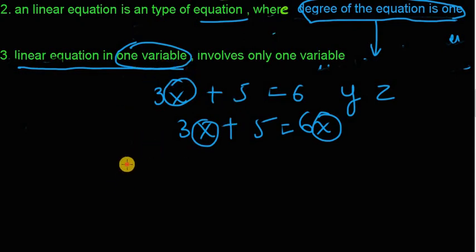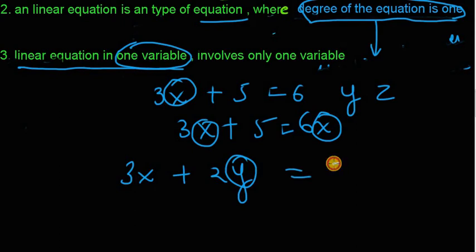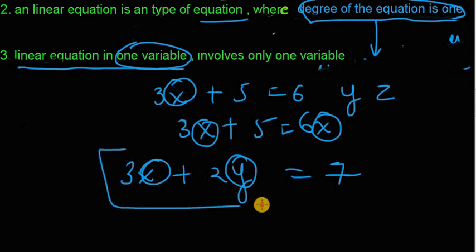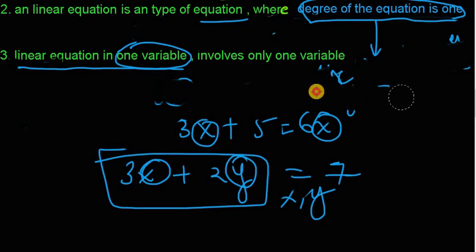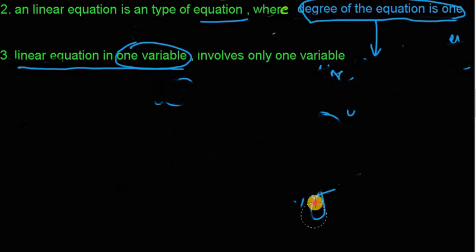A linear equation in two variables will be like this: 3x plus 2y equal to 7 or something like that. Okay, so look at this, x, y, there are two variables in this. Here you only have x, that means only one variable. Here you have two variables, x, y. Here you have only x or y, only one variable. Okay, this is what a linear equation in one variable is.